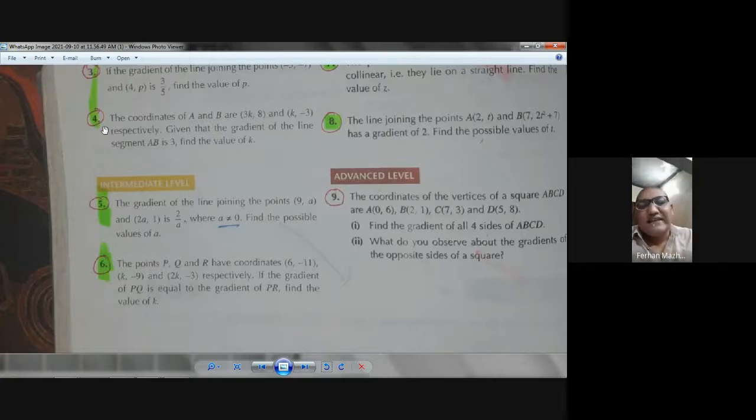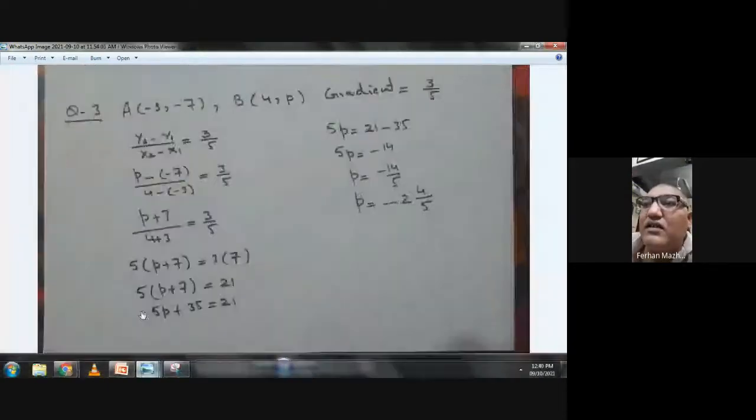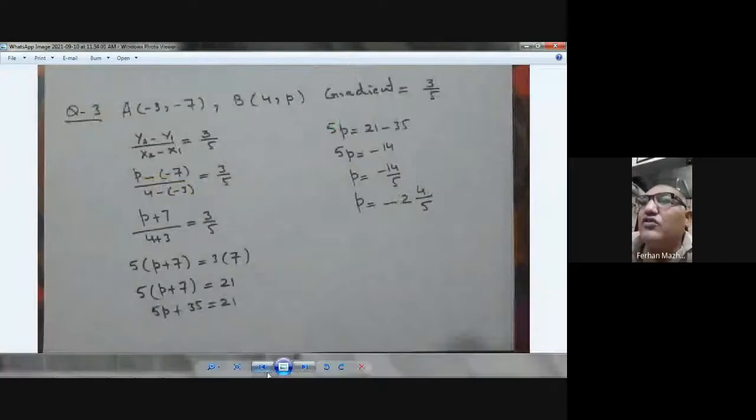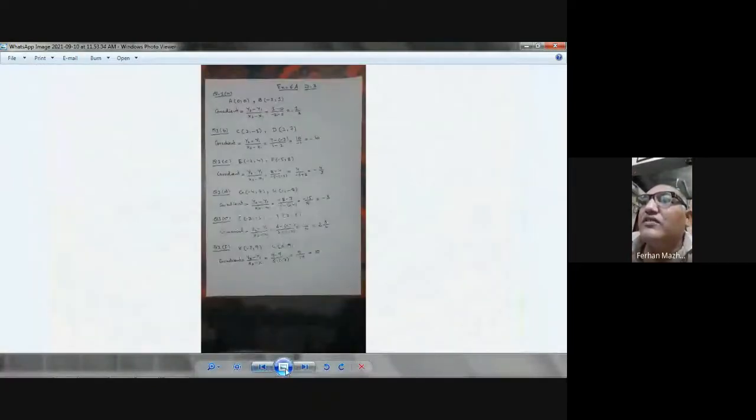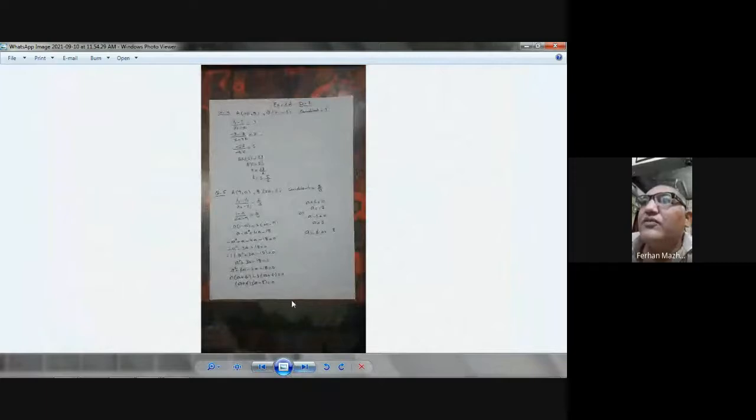This question is exactly the same as the one we have done, question number 3. We just have to apply the formula of the gradient and make it equal to 3, because it is given that the gradient is 3. When you apply this formula, the value of k will come out. So let's apply this. We are done with the question numbers. Let me find question 4. Okay, here we go.